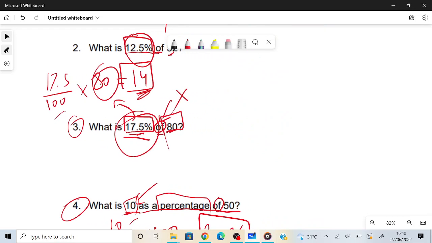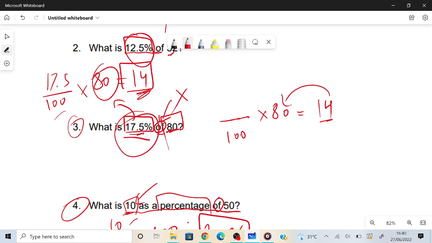It asked us what is 17.5% of 80, and we said we should do 17.5 over 100 times 80, and the final answer we got was 14. What if it asked us, even though we know the answer, what if it didn't give us this value, and it said, what is 14 as a percentage of 80?